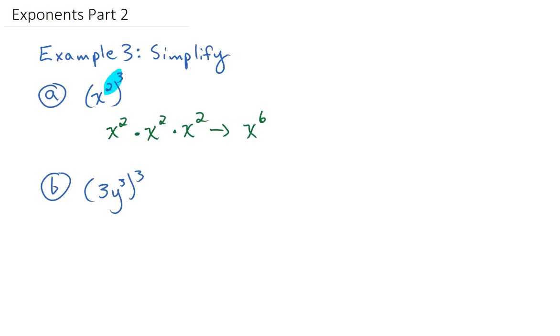In part B, I'll explain what I meant by not getting too abusive about it. Here, we are repeating everything in the parentheses 3 times. So this means 3y to the 3rd times itself 3 times. Well, I have a total of 9 y's there, so that's going to be y to the 9th. Now, if I take 3 times 3 times 3, because these are coefficients, so I'm literally doing the multiplication, that's going to be 27.